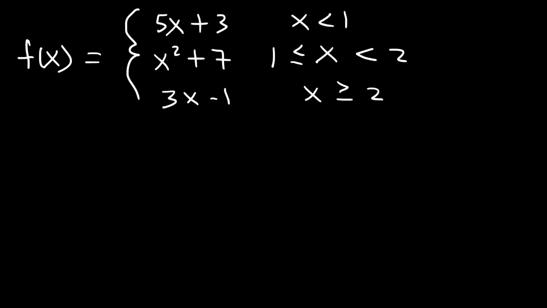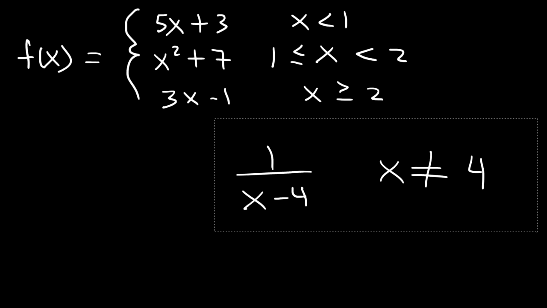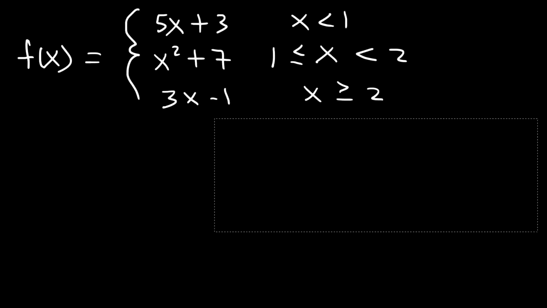Now, if there are no fractions, the only places where it could be discontinuous is at 1 or at 2. But keep in mind, if you do have a fraction, let's say 1 over x minus 4, you can't have a 0 in the bottom of a fraction. So therefore, you know that it's going to be discontinuous at 4. At 4, you're going to have a vertical asymptote, which is going to be an infinite discontinuity or a non-removable discontinuity. So if you see any fractions, look out for when the denominator is equal to 0.